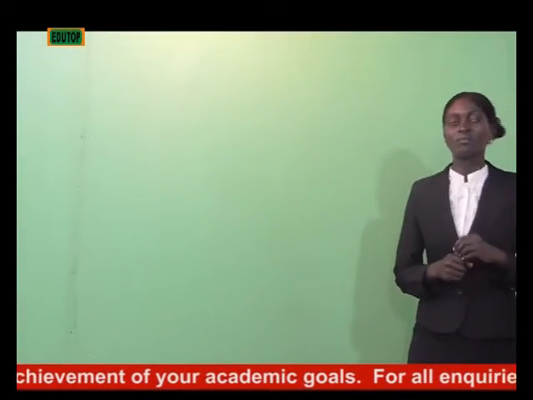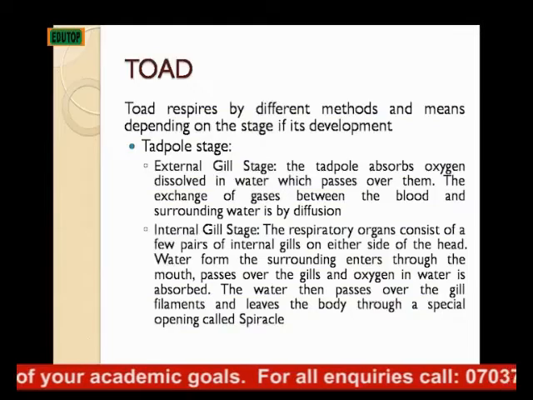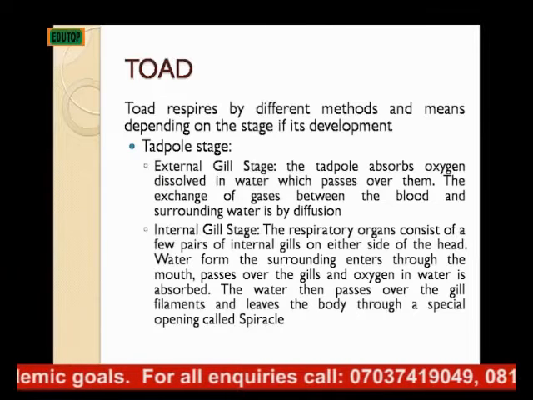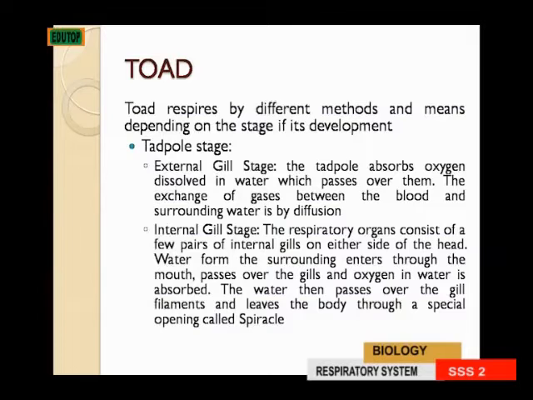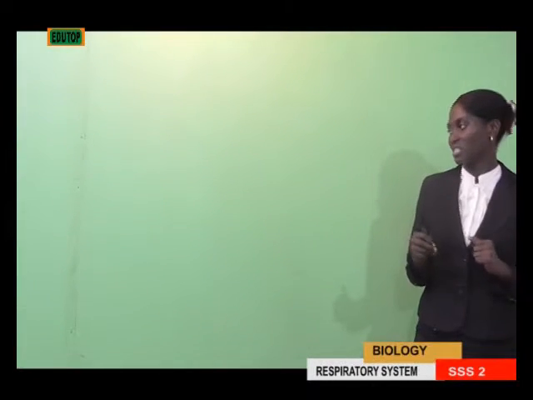Then the internal gill stage. The respiratory organ consists of a few pairs of internal gills on either side of the head. The water from the surrounding enters through the mouth, then passes over the gills, and the oxygen in the water is absorbed. The water then passes over the gill filament and leaves the body through a special opening called the spiracle. You know, it's a bit advanced in the internal gill stage because it's no longer by diffusion but by the gills. And then the spiracle is involved. That's the opening through which the water leaves the body.